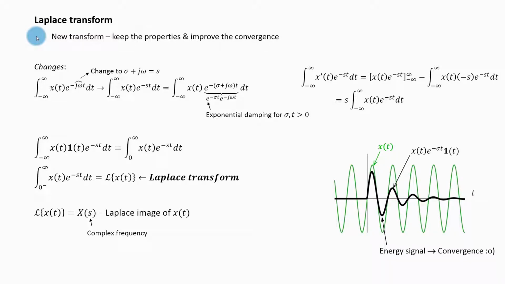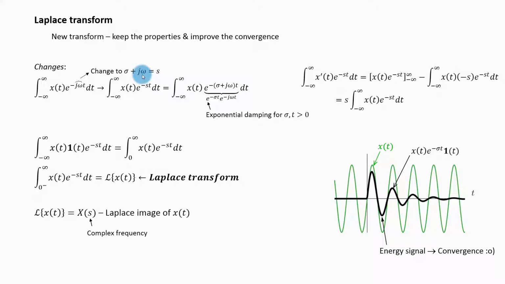This is how we do that. We need to create a new transform that will keep the important properties of the Fourier transform, but it will have no problem converging with functions like sine, cosine, or an exponential. To create this new transform, we will start with the definition of the continuous time Fourier transform and introduce some minimal changes that will not screw up its properties but improve its convergence. The first change I will do is that in this exponential, instead of this purely imaginary j omega, I will use a general complex number sigma plus j omega.